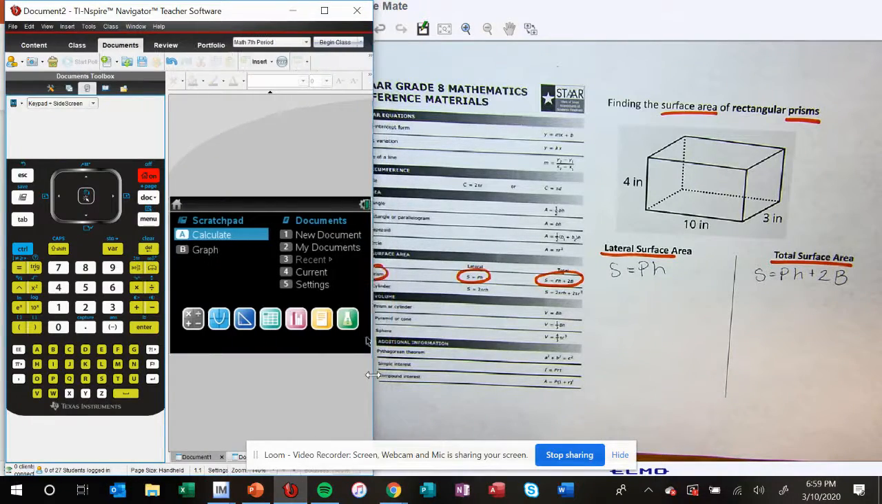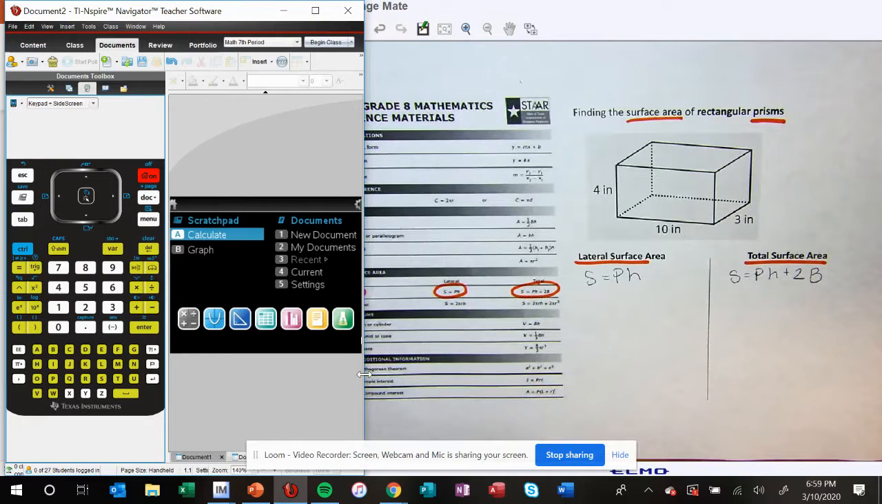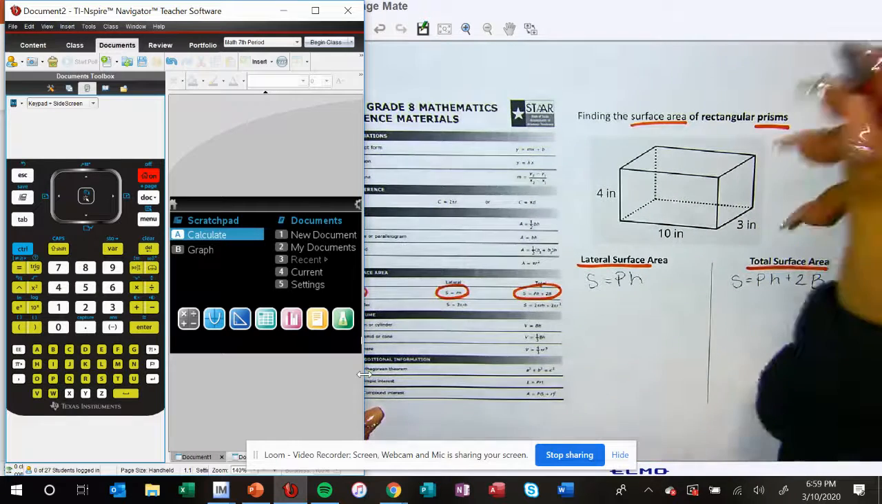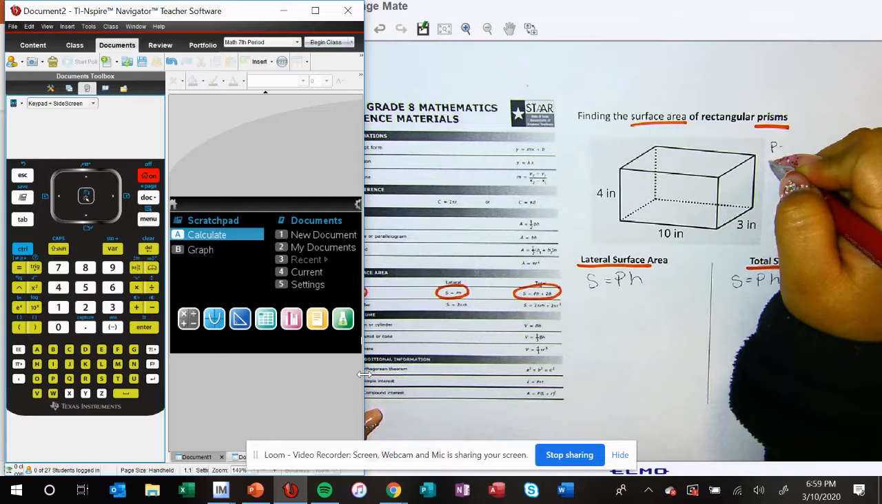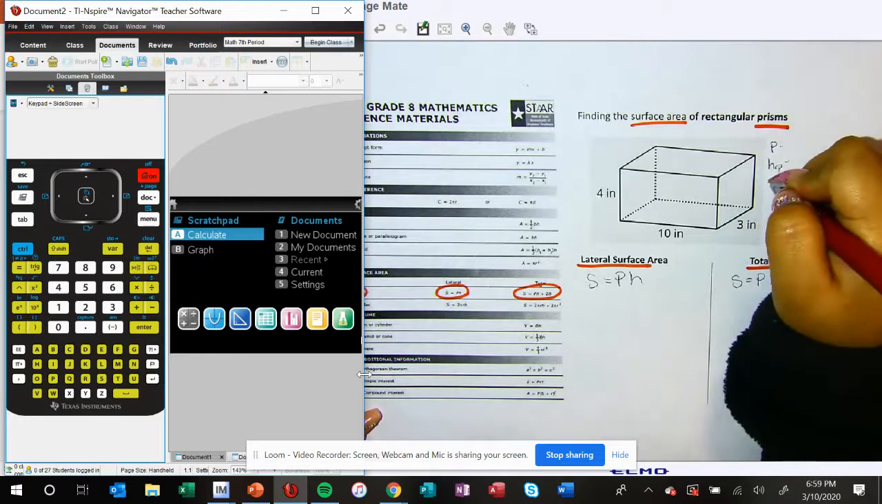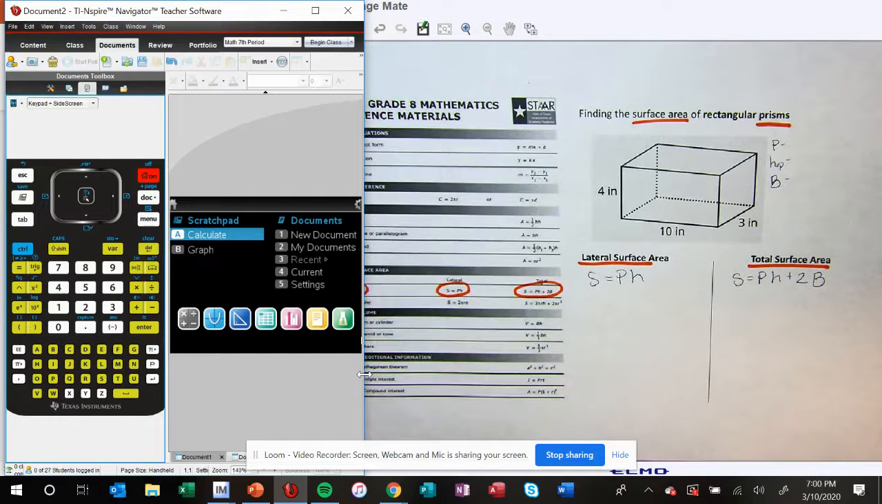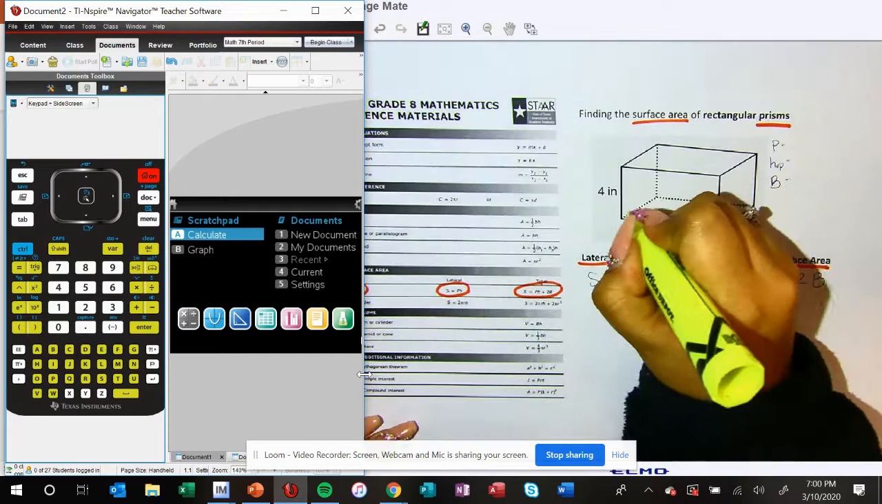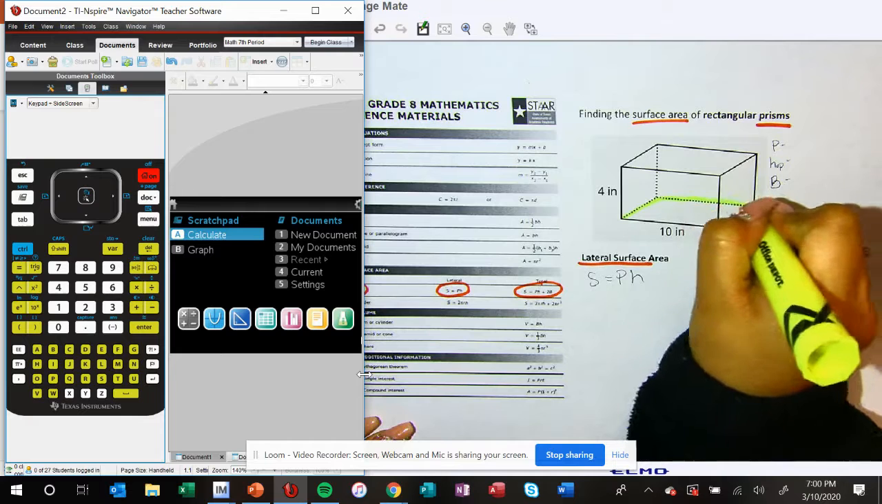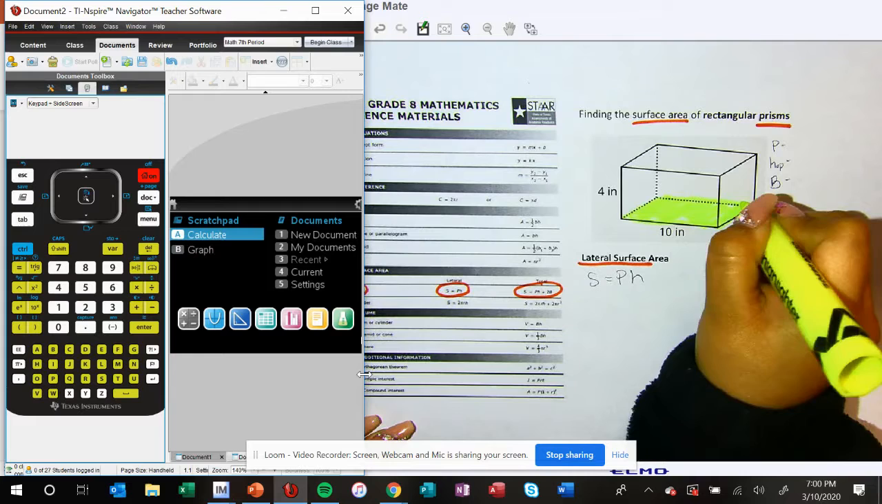So now I am going to be looking to see what variables I need to solve for. So I need the letter P, I need the letter H, which remember we were calling the hop, which is the height of the prism, and I need the letter B, or in this case, big B. So let me go ahead and highlight my base. So here in this particular rectangular prism, I can see both of my bases. So I'm going to highlight both of them.